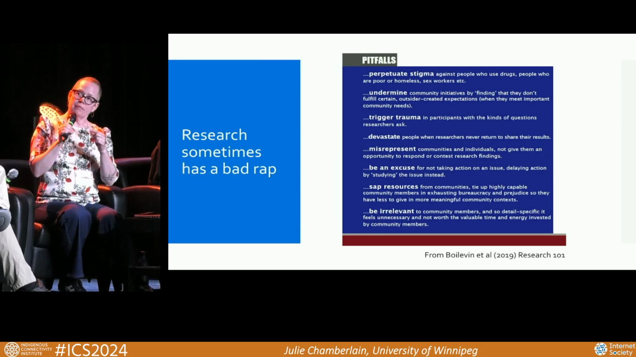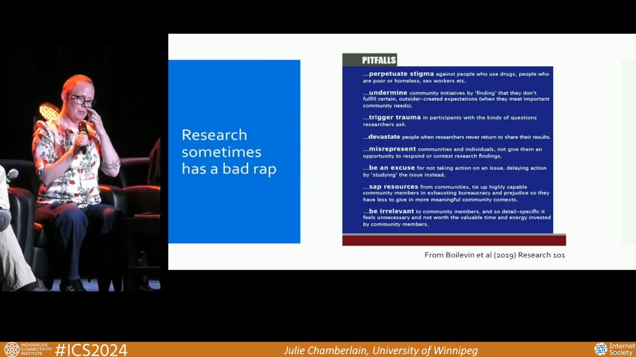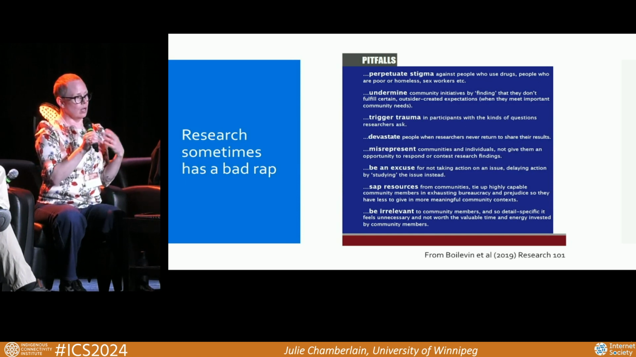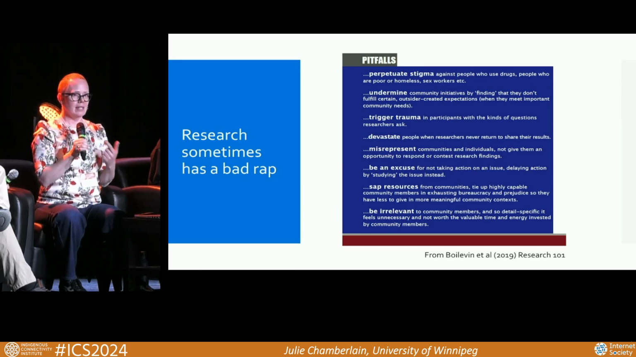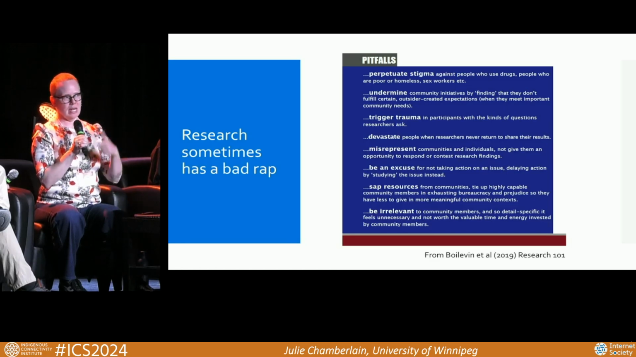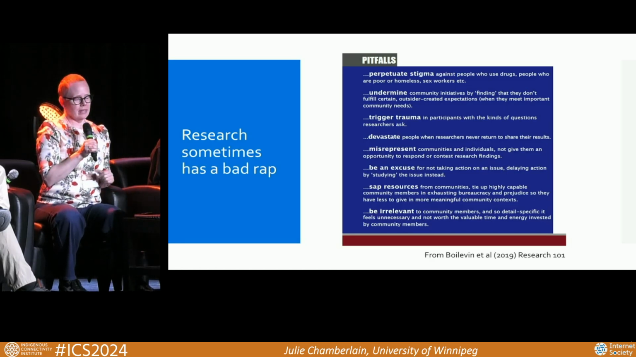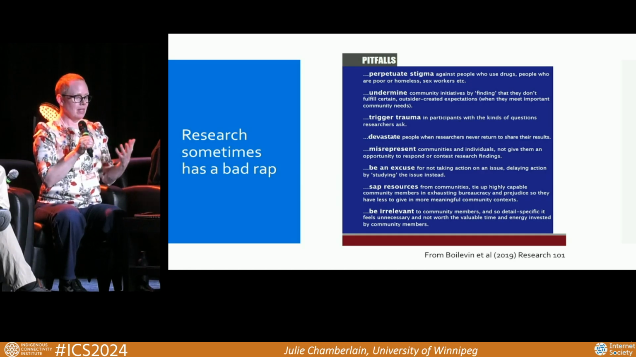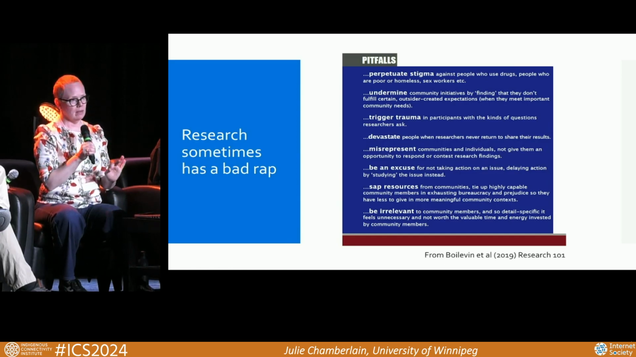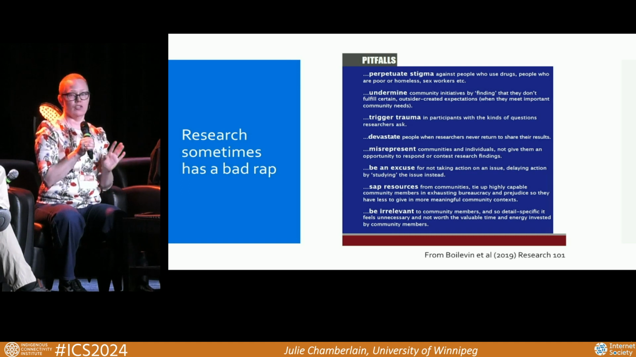But this slide I took from Research 101, which was a resource created by a community group in the Downtown Eastside in Vancouver, is an example of how communities can and do articulate what kind of knowledge creation they want to see in their community and what they don't want to see in their community. And so they name what some of the pitfalls can be. And when CBR is done really well, it's structured to avoid the pitfalls and unlock the potential of community-led research.